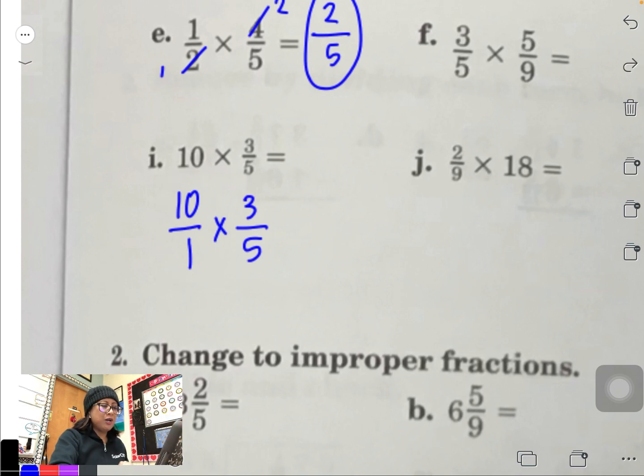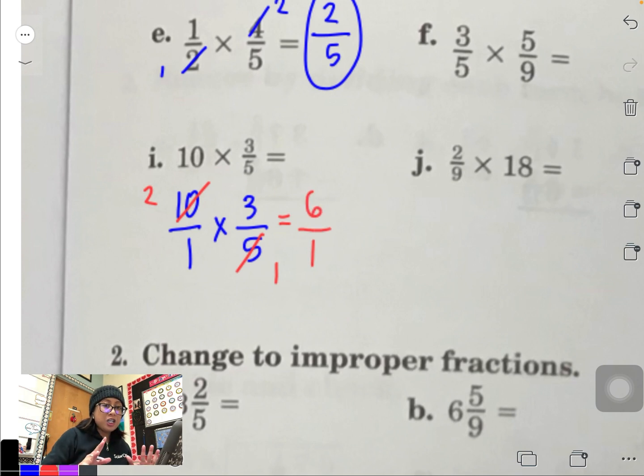So let's continue. I can cross cancel 10 and 5. They're not both even, but I can at least divide by 5. So here it could be 10 divided by 5, it's 2. 5 divided by 5 is 1. So now that I can see 3 and 1, I can't cross cancel, no. I can do 2 times 3, which is 6. 1 times 1 is 1.